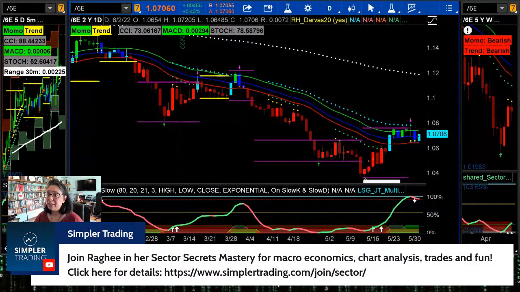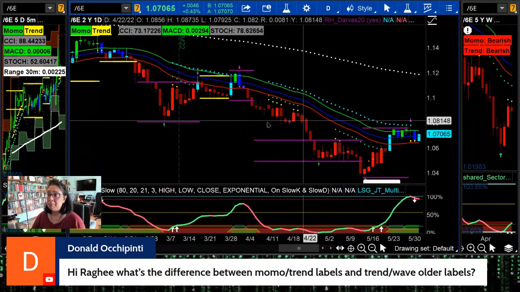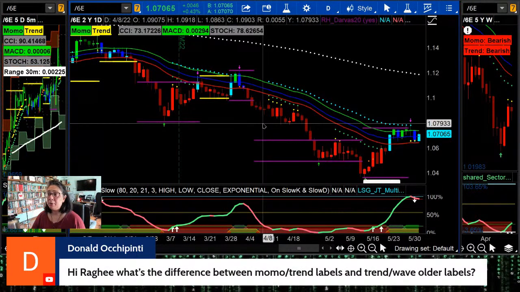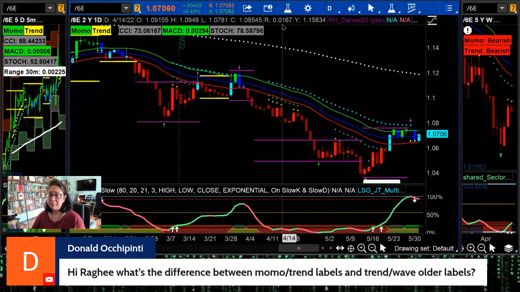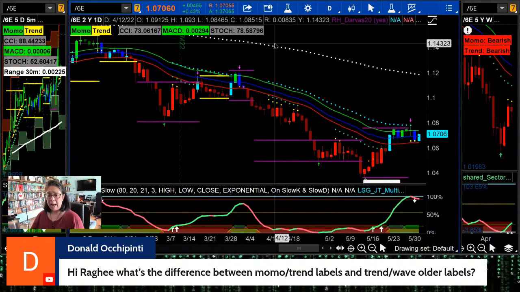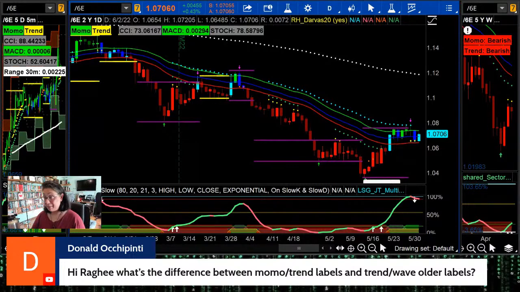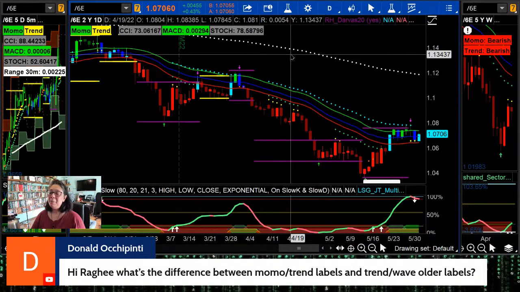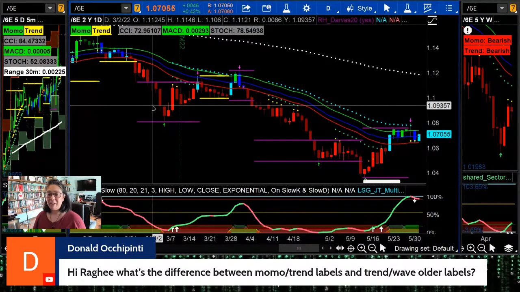All right, so next up, what is the difference between the Momo and the trend labels and the older labels? Donald, nothing. From time to time, I will have different ways to present the same information, but nothing. I don't change my process. Look, gang, if you are ever using an indicator and you have to keep changing the settings, the indicator is not useful. You might think it is, but it's not.